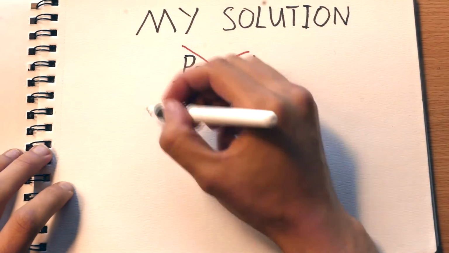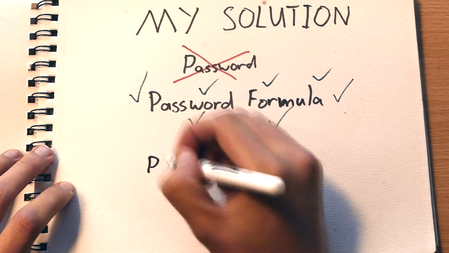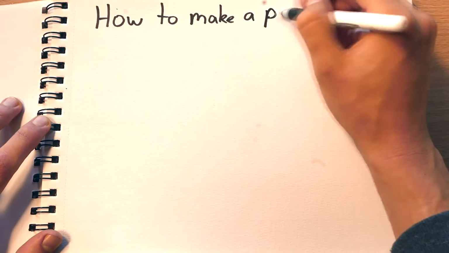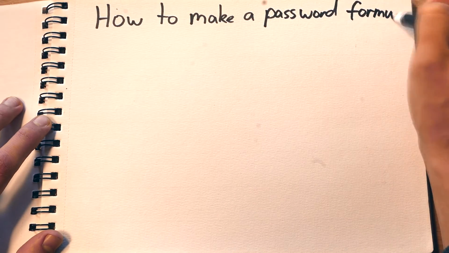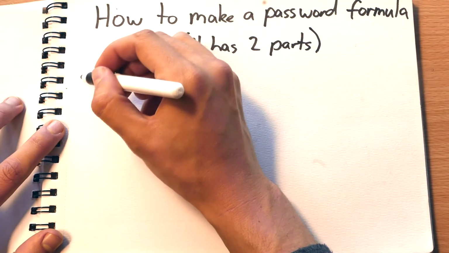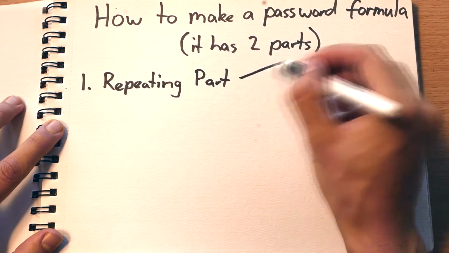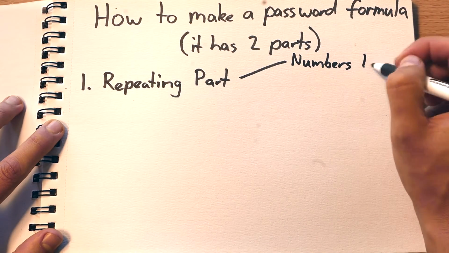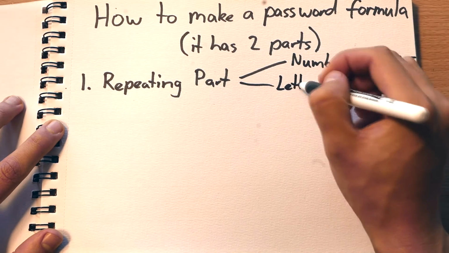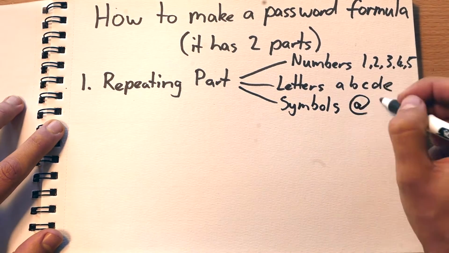So what's my solution? Well, I don't remember a password at all. I remember a formula for a password. So how do you make a password formula that generates a unique password for everything and is easy to remember? Actually, it's quite easy. It has 2 parts. The first part is a repeating part. This is the part of the password that always stays the same, and it's essentially no different to what you had before. However, it's going to be a little bit more complex.